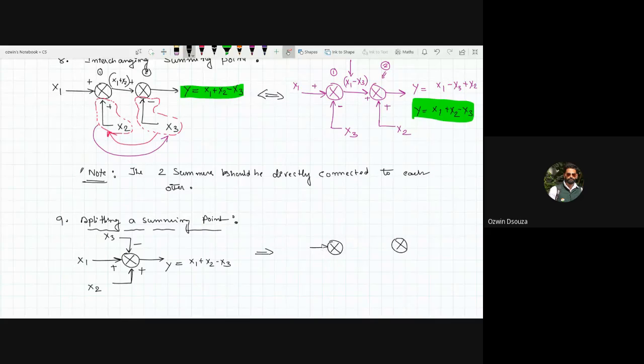Say suppose this is my x1 and this is my x2. So the output of the first summing point gives you x1 plus x2. And if you add x1 plus x2 with negative x3, you will get the overall output as x1 plus x2 minus x3. So as you can see, in both cases, the signal value is unaltered.